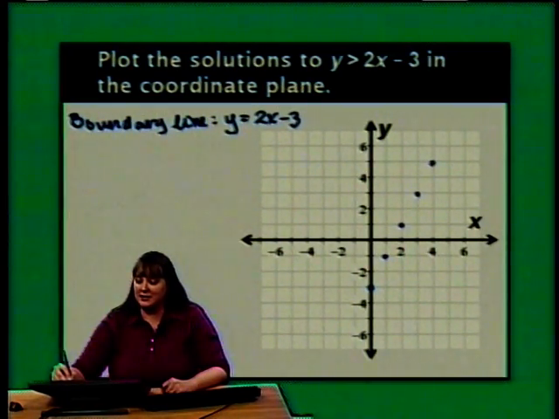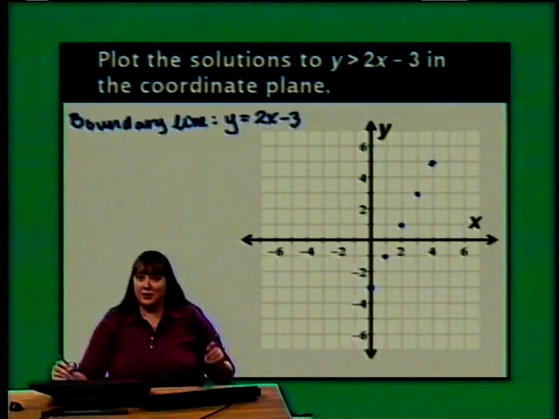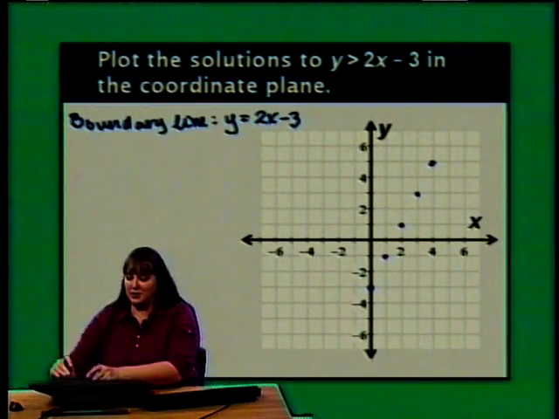When I sketch the line, I need to think about the inequality. I have strictly greater than as the symbol in my inequality, so I know that the line is not included. We indicate that with a dashed line. So when I sketch the line, I want to make sure that I sketch a dashed line.